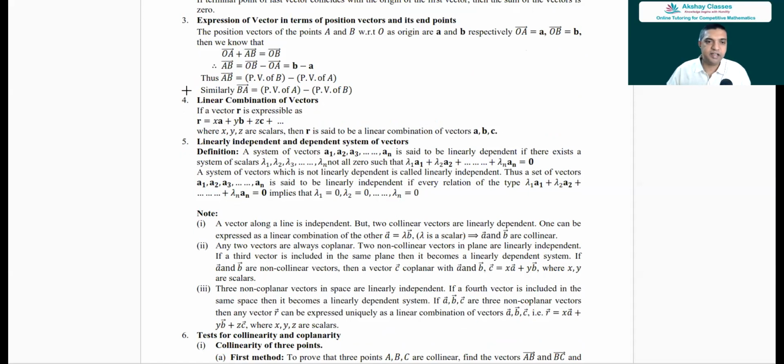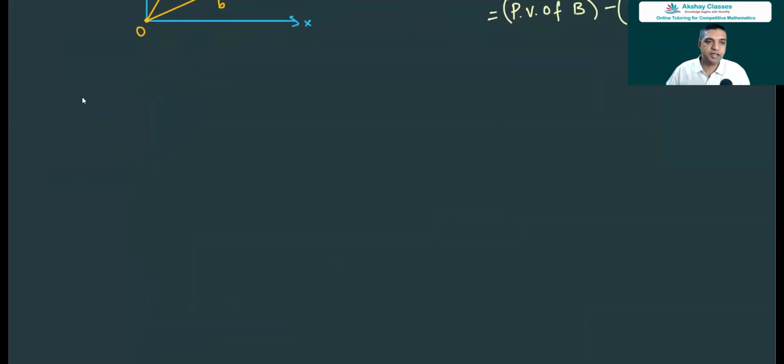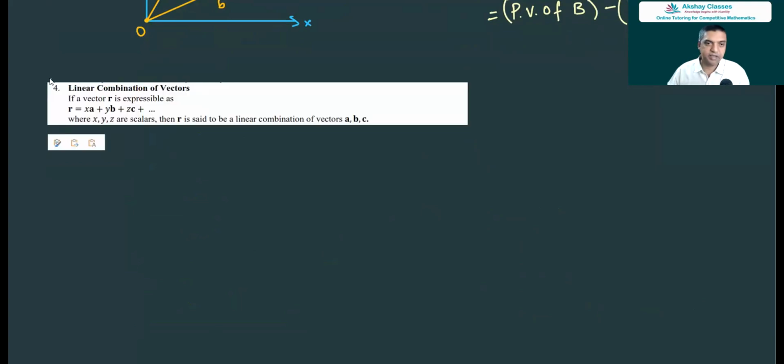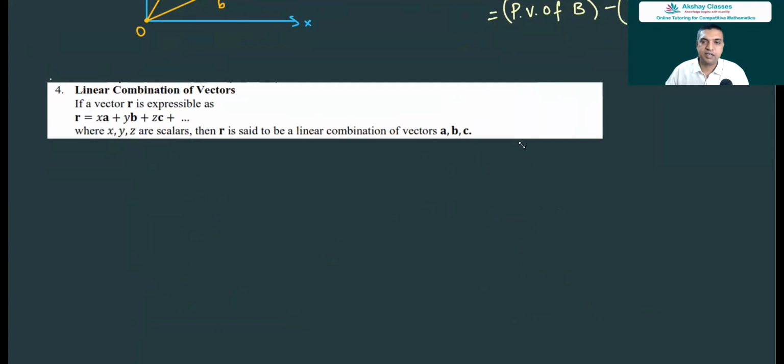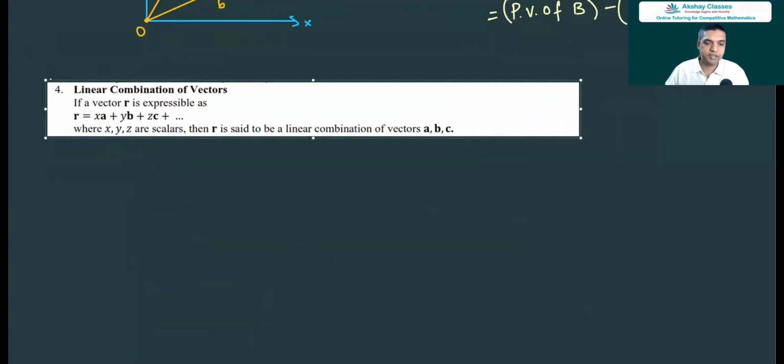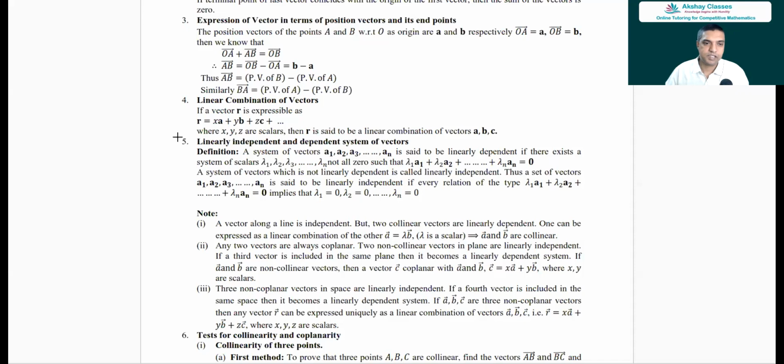Next is linear combination of vectors. Linear combination and then linearly dependent and independent sets of vectors. This is part of linear algebra, also of vector spaces. This is a very simple concept, but it's an important concept.